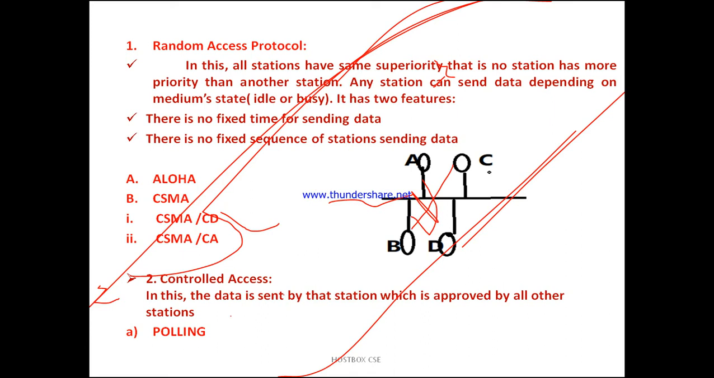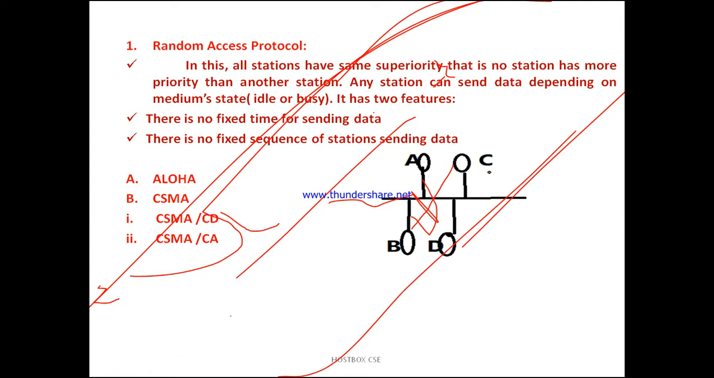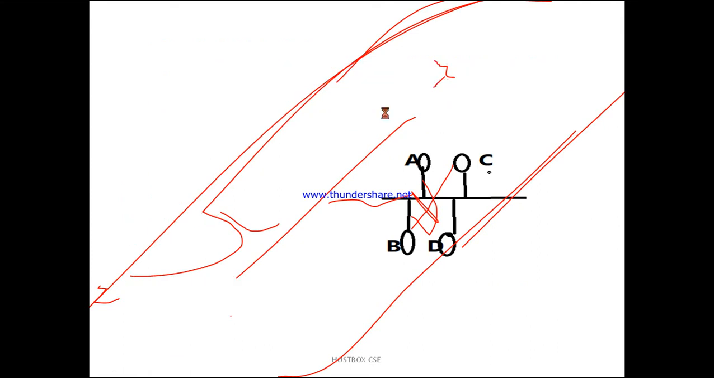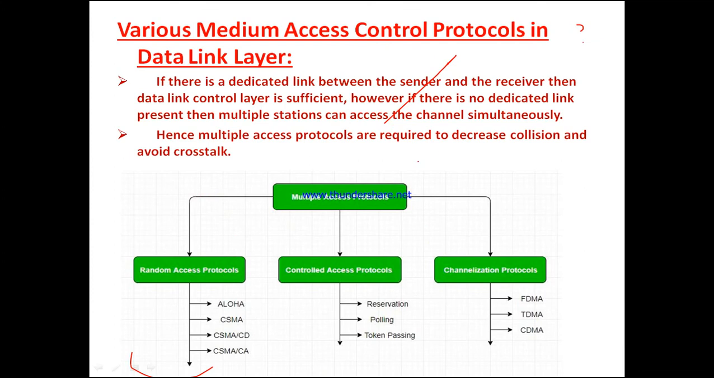We have to wait. If A and B communicate, or C and B after approval, the remaining ones should wait. Here there are two mechanisms to make controlled access successful: polling and token passing. Sorry, not token polling, reservation. So here is the diagram. Polling and token passing.